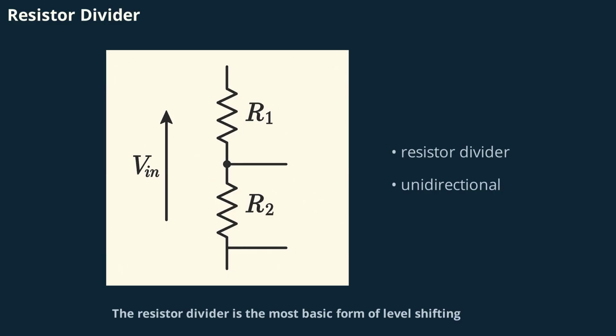The resistor divider is the most basic form of level shifting. It uses two resistors to scale down a higher voltage to a lower one. While this method is cheap and easy to implement, it's only suitable for unidirectional signals and can be inaccurate at high speeds. If your application involves fast data rates or bidirectional communication, you'll want to consider other options.